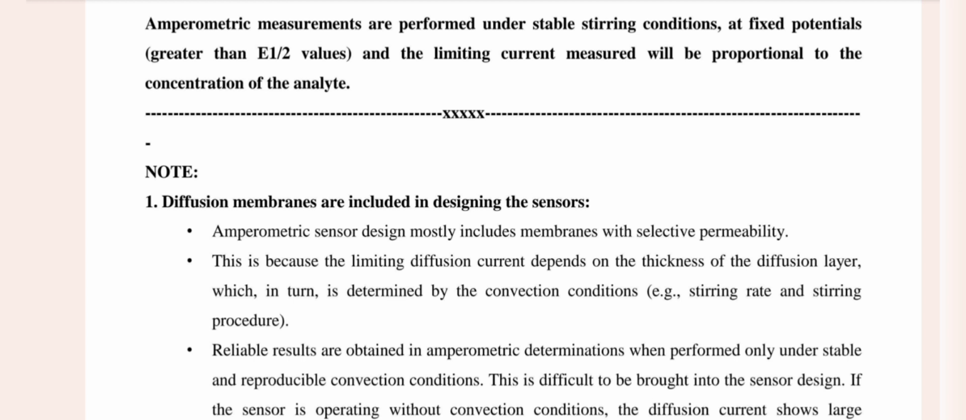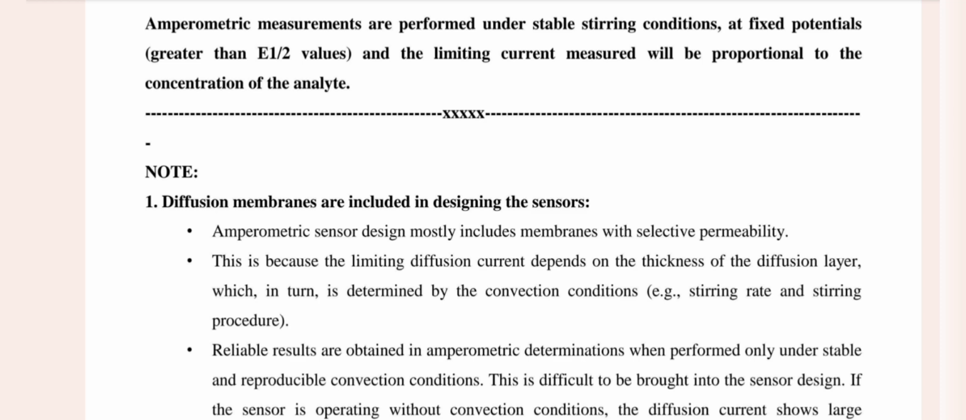If we stir more, if the stirring rate increases, or if we conduct a stirring procedure, the convection conditions are affected, and due to the convection process, it will be uniform. So the concentration change does not occur, and thereby the diffusion layer thickness is very small.